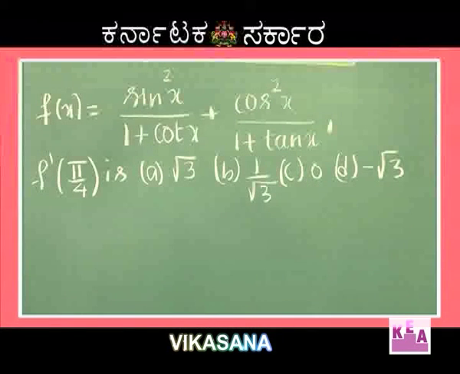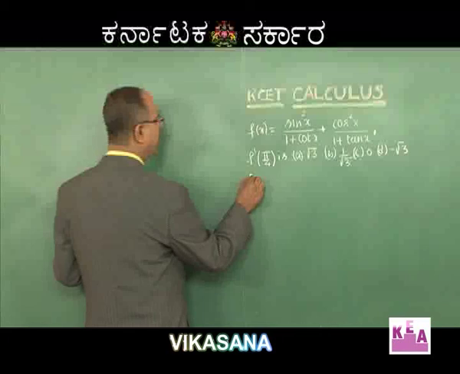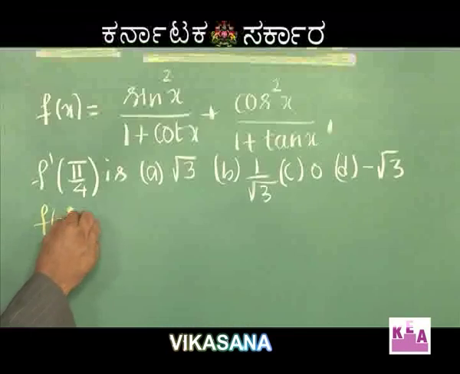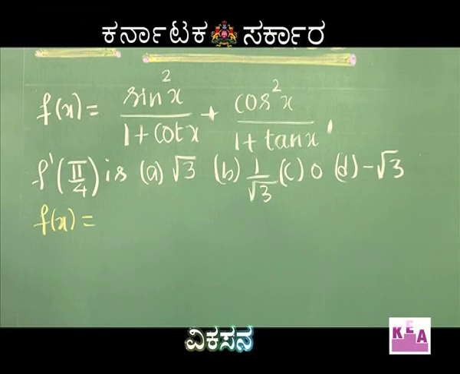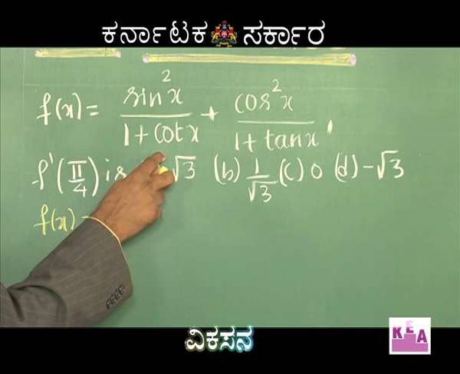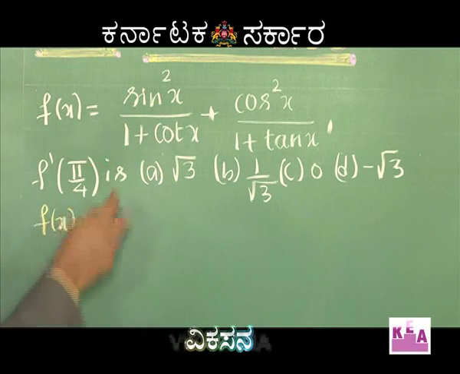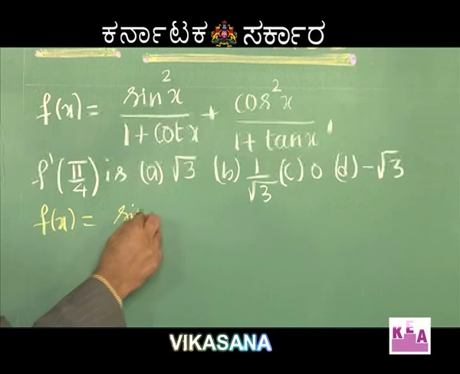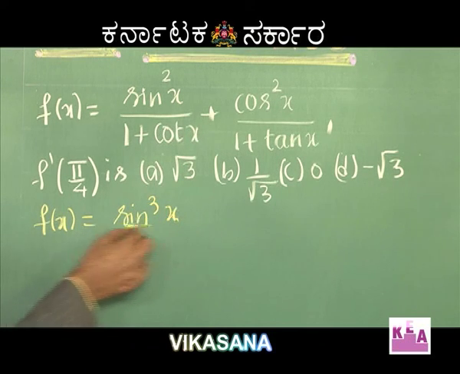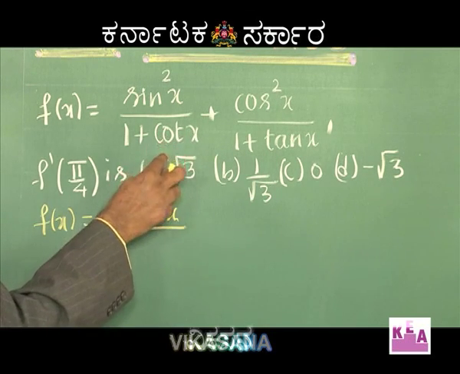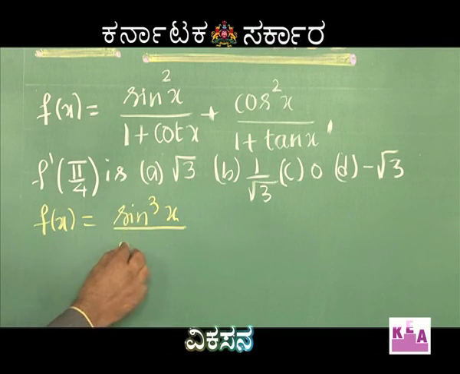F of x is sin square x by 1 plus cot x plus cos square x by 1 plus tan x. Then what is f dash of pi by 4? Root 3, 1 by root 3, 0 and minus root 3 are the options. First rewrite f of x, dear student. F of x is, you can write cot x as cos x over sin x. That sin x goes to numerator giving sin cube x. Is that correct? Sin cube x divided by cos x plus sin x, this sin x will come here.